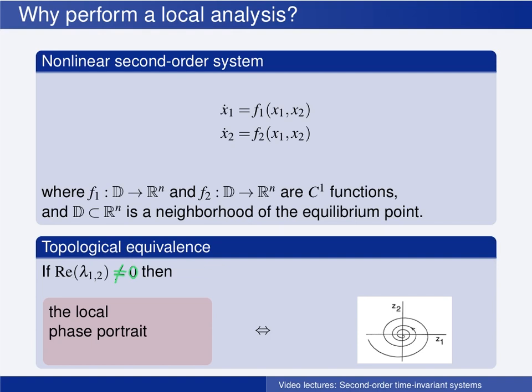If instead the equilibrium point of the linearized system is a center, meaning that the eigenvalues have zero real part, then we cannot conclude anything about the behavior of the original nonlinear system based on the linearized one. The behavior around the equilibrium point may resemble a center, but it may also resemble a node or a focus or a saddle point. We just don't know based on the linearization.